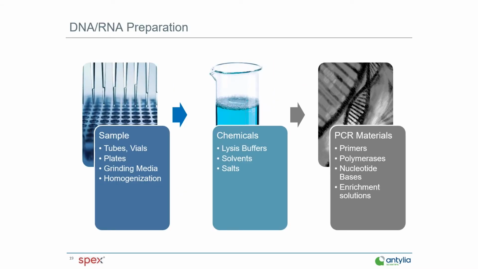You're first going to collect your samples, your tubes, your vials, your grinding media, your homogenization equipment. Now, I have grinding media because sometimes you will use that homogenization equipment for your sample processing as well. So not only for homogenization, you use it for mixing as well. You have your chemicals, which are your lysis buffers, your solvents and your salts, and then your materials for the molecular biology. In this case, I'm giving the example of PCR. So you're going to have your primers, your polymerases, your nucleotides, your enrichment solutions. So these are all the things that you're going to have when you're doing your molecular biological processing.